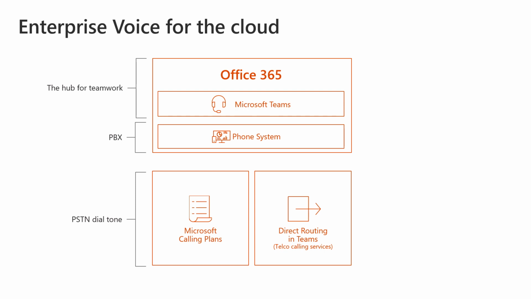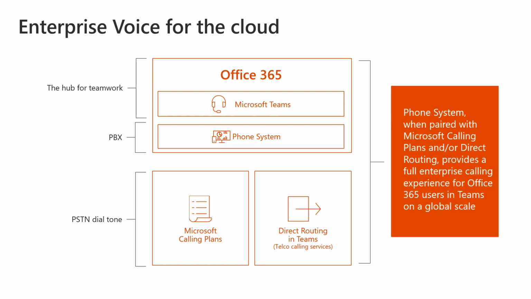And there are two options. Either the Microsoft calling plans, where Microsoft provides you a phone number, or direct routing in Teams. In this session, we're going to concentrate only on direct routing. Just for the context, it's important to understand that if you want to give your users phone numbers and they should be able to call phone numbers, you need to have Microsoft Teams, the phone system, and then one of the two options, Microsoft calling plans or direct routing.